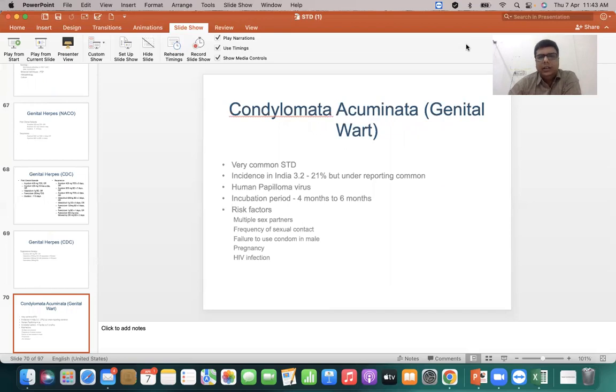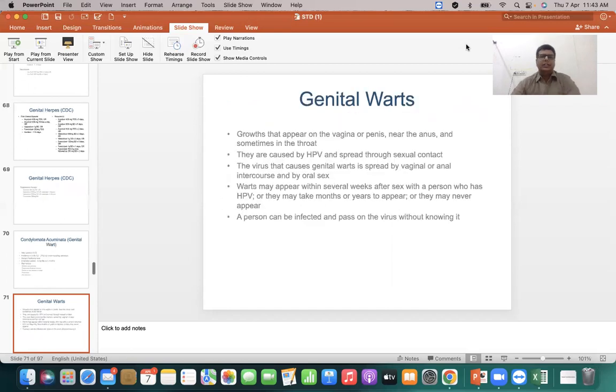Then we'll see condyloma acuminata. It is another viral sexually transmitted disease, which is caused by human papillomavirus, and incidence in India is from 3.2% to 21%, but underreporting is common. Incubation period is 4 months to 6 months. Risk factors are multiple sexual partners, increase in frequency of sexual contact, failure to use condom in males, pregnancy, HIV infections.